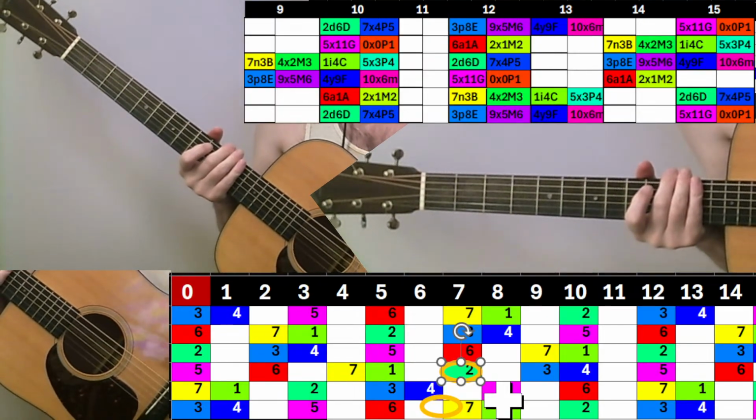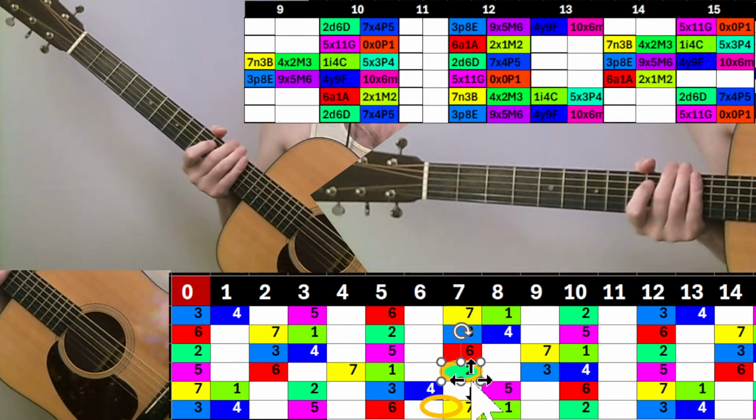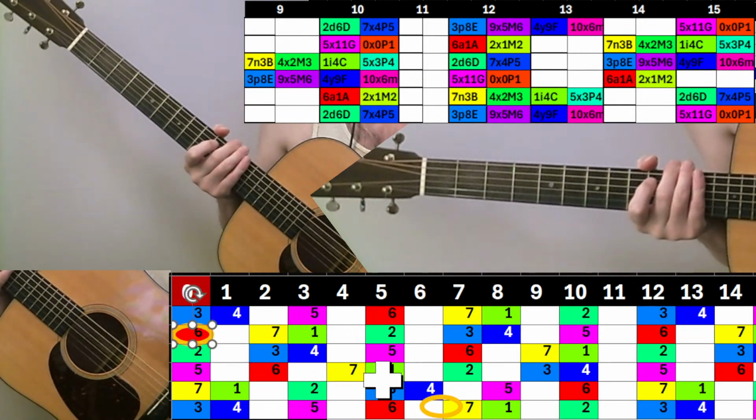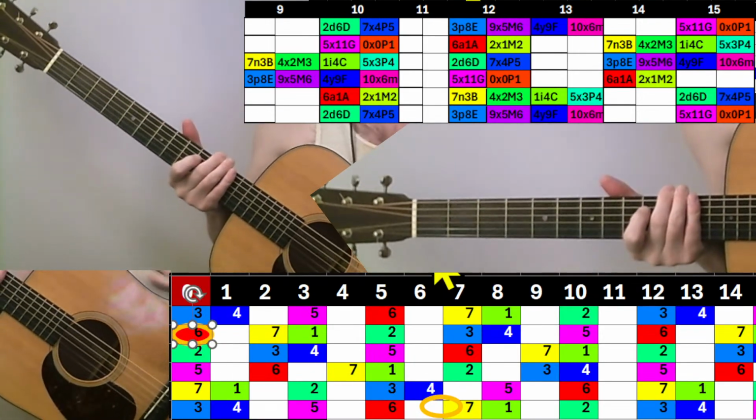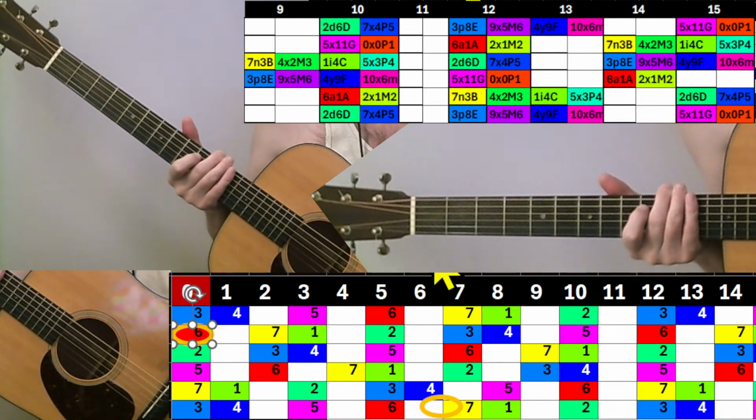But then you can do the same thing with the open A, right? So then I can walk this one back. My pick is getting greasy.